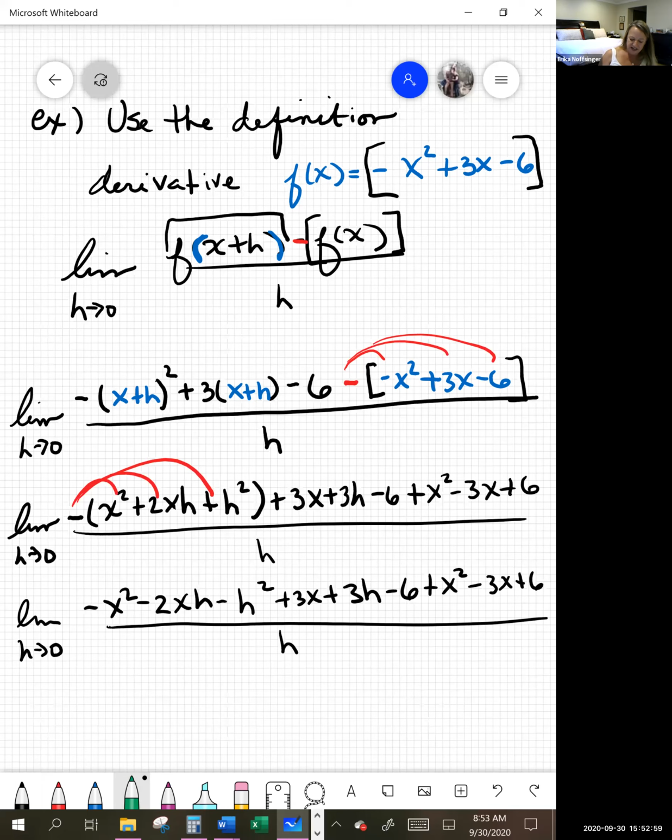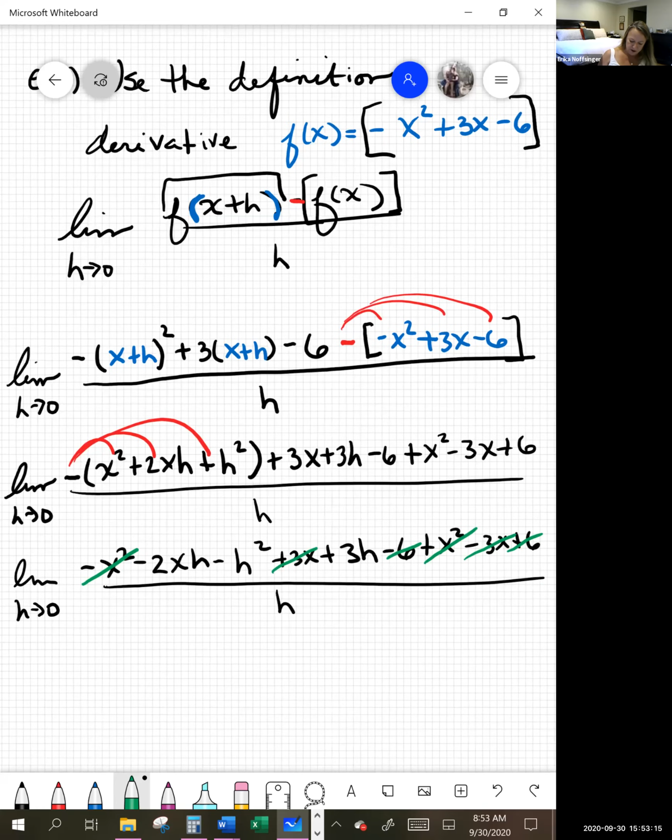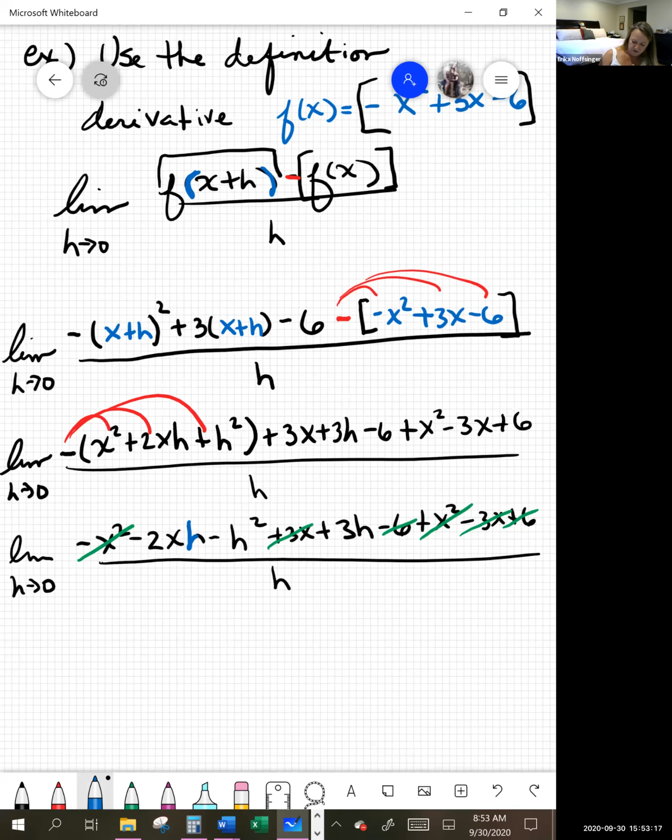We have a negative x squared and a positive x squared, which cancels. We have a positive 3x and a negative 3x, which cancels. We have a negative 6 and a positive 6, which cancels. So notice all the terms that are left in our numerator have an h. So we can pull an h out and cancel it with the h in the denominator.